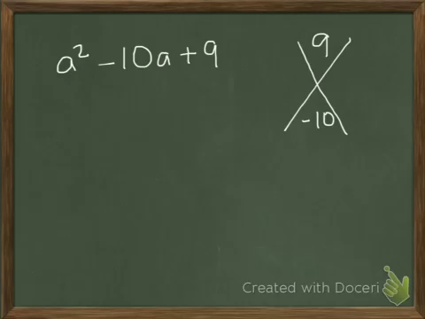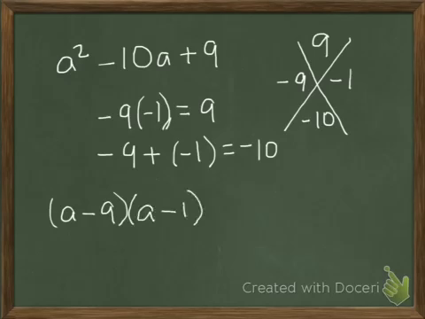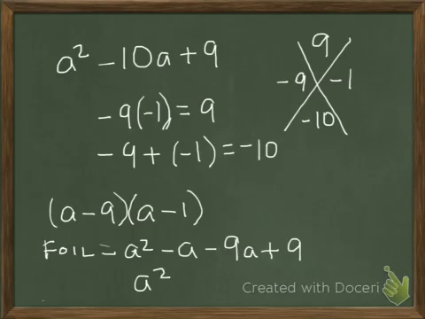So let's look at the factors of 9 that also get us negative 10 when added together. Well, we don't have to look very far, because negative 9 times negative 1 gets us positive 9, and negative 9 plus negative 1 gets us negative 10. All right, so that's it. Now we'll write it out as a factored trinomial: a minus 9 times a minus 1. I'm going to check it: a squared minus a minus 9a plus 9. We add our like terms, and we get a squared minus 10a plus 9, and it does indeed work.